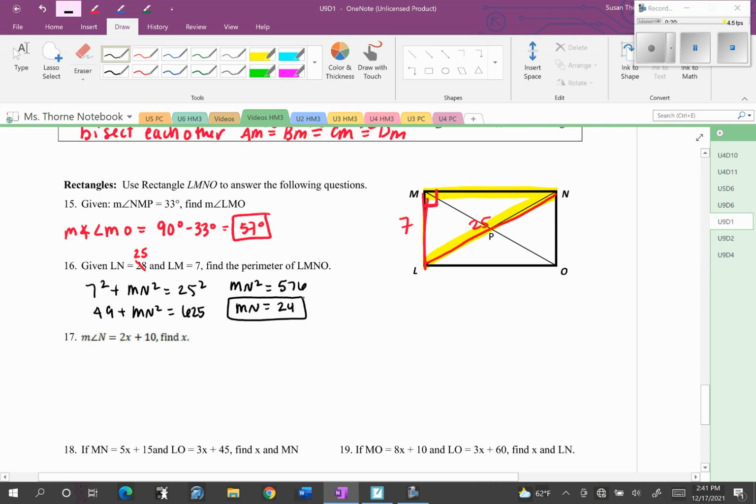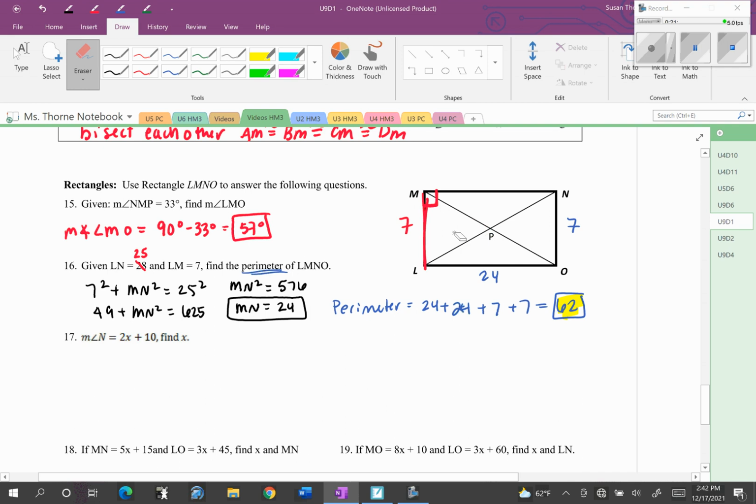We don't need the negative, but that's not our answer because it's asking us to find the perimeter. So the perimeter is equal to 24. That's this side length, and this side length would also be 24. So 24 plus 24 plus 7 plus 7, which is equal to 62. So that is our answer for this problem.